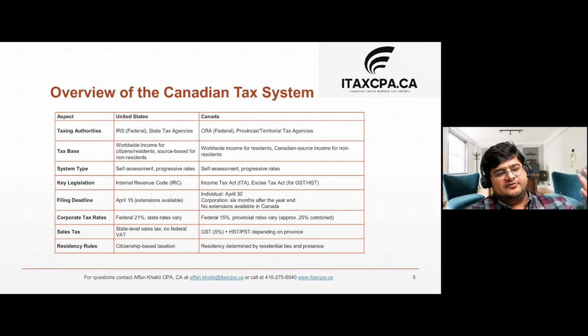And then finally, from a Canadian perspective, the taxes are based on residency, not citizenship, which, unlike the US. And residency in Canada is determined based on your primary residential ties and where you are physically located. So if I have a home, or I have my spouse, family, kids, dependents living in Canada as an individual, then I will be considered a resident of Canada.